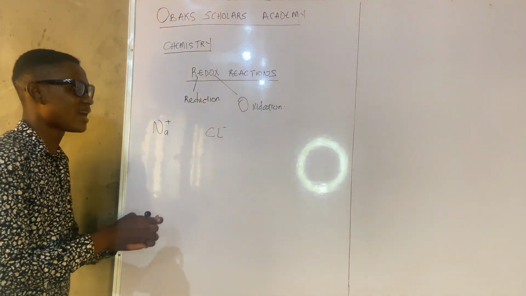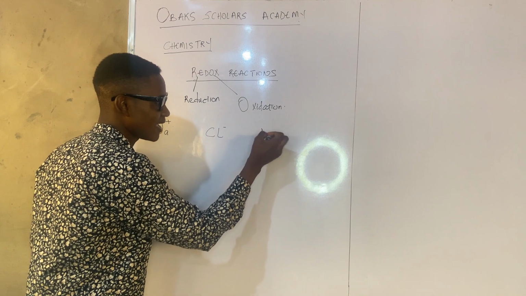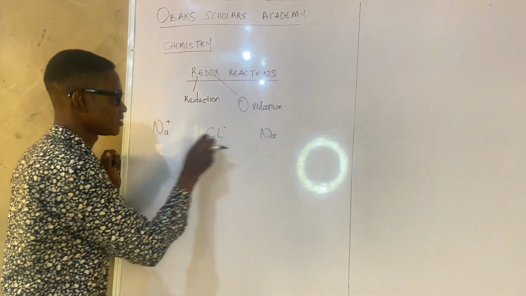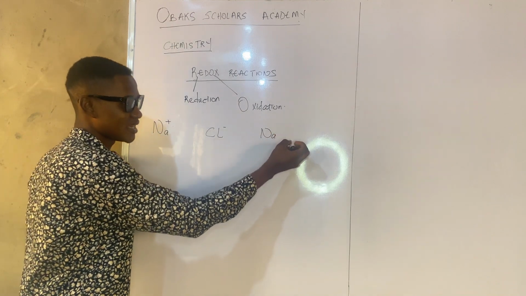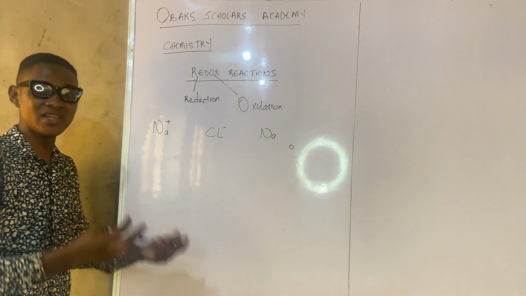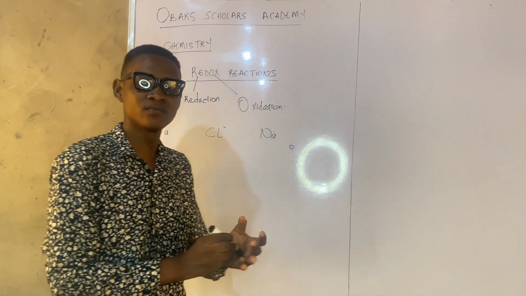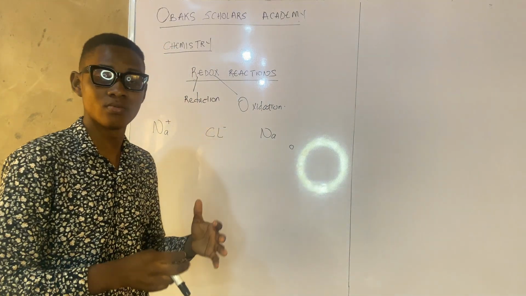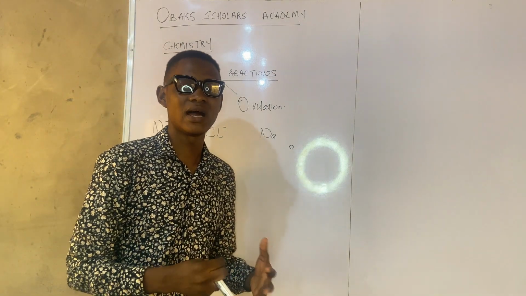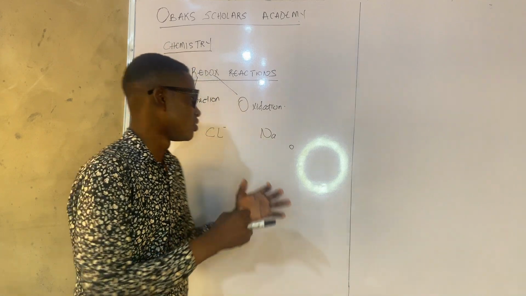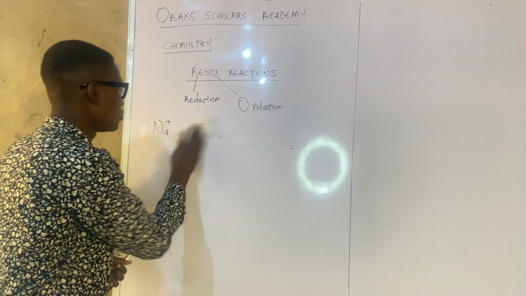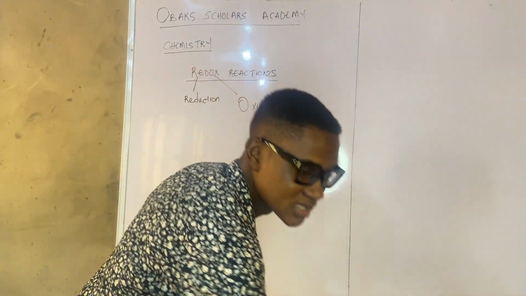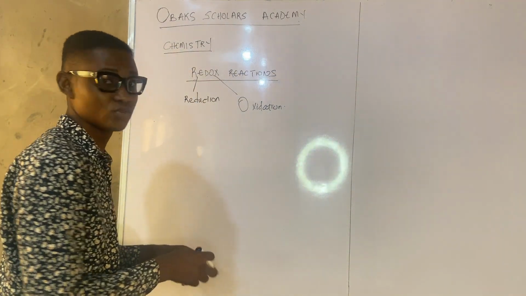You might ask, what about sodium in its normal state? This is the sodium ion, and this is sodium. The oxidation number here is 0. I will explain to you the rules guiding oxidation number, because there are some rules you must know before you can assign oxidation numbers to elements. I will just give some brief rules, and it won't take too much time.